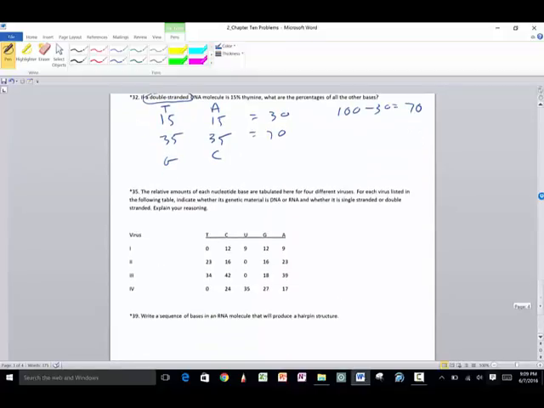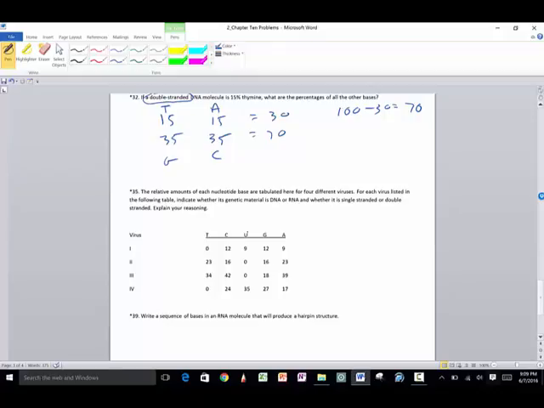And this is our last one. Well, almost our last one. The relative amounts of each nucleotide base are shown here. And this is a virus. Now, viruses can have anything. They can have DNA, they can have RNA, they can have single-stranded DNA, single-stranded RNA, double-stranded, whatever. So in this one, we can look at these things and we can decide if it's DNA or RNA and if it's single-stranded or double-stranded.